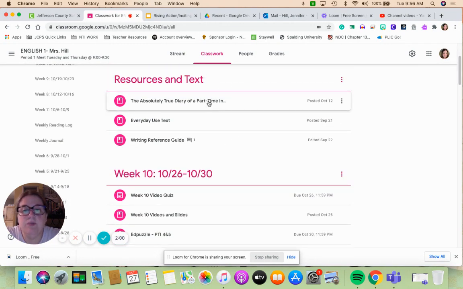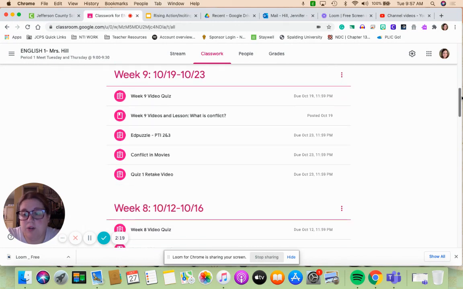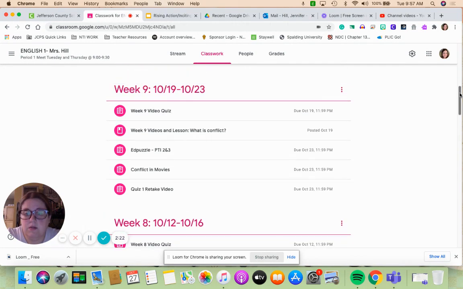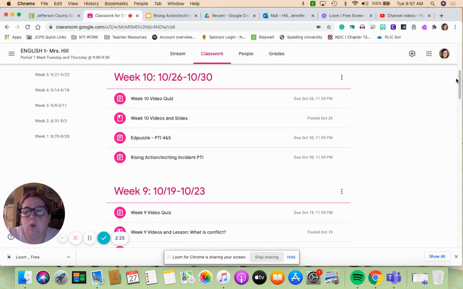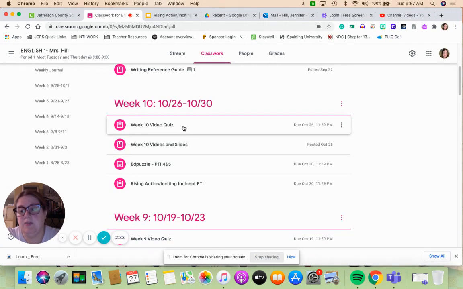Resources and text. Your book is always available to you. Anything that you need is always available to you here. So The Absolutely True Diary of a Part-Time Indian, that's the PDF. It's always going to be there. However, each week there's an Edpuzzle, and the Edpuzzle is available to you each week that you have to read certain chapters. So you read the chapters through the Edpuzzle and you answer the questions. And then you do the assignment. There's usually one major assignment, your reading journal, and then your Edpuzzle. And then I make a weekly video with a quiz. And I think Ms. Miller does the same thing. I know she did it a few weeks ago, so I'm assuming she's continued doing so.